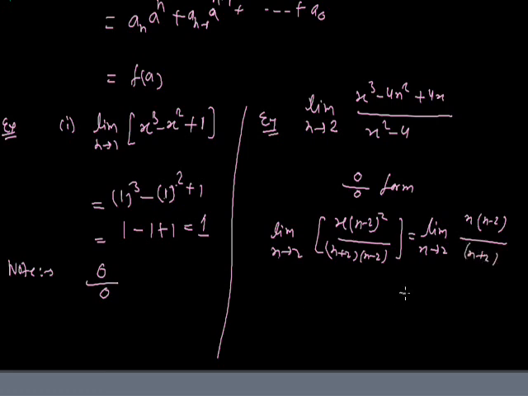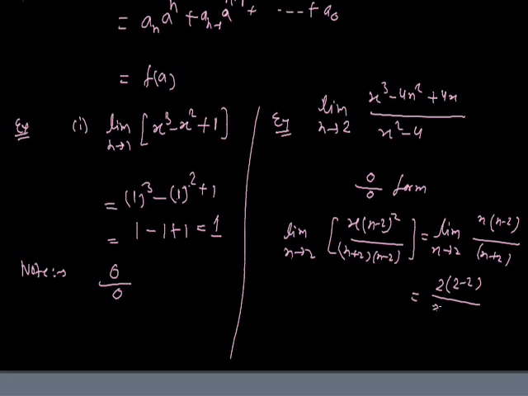Further we can put the value 2, so it will become 2 into (2 minus 2) upon (2 plus 2), which will become 0. So here, first of all, the form 0 by 0, we have to reduce into a simple form.